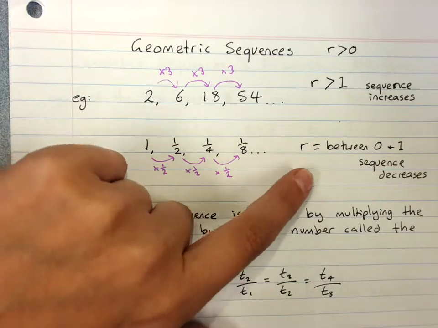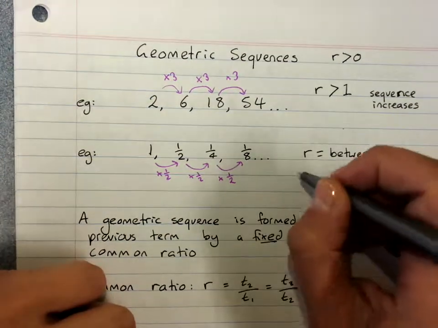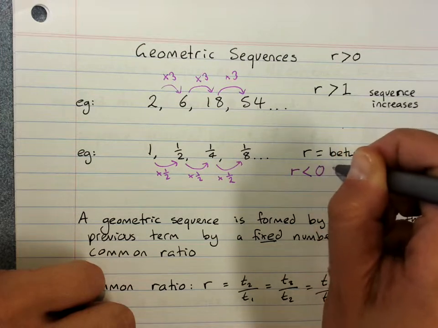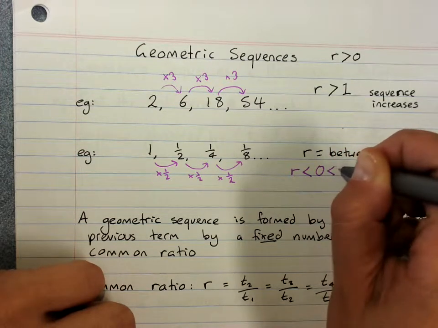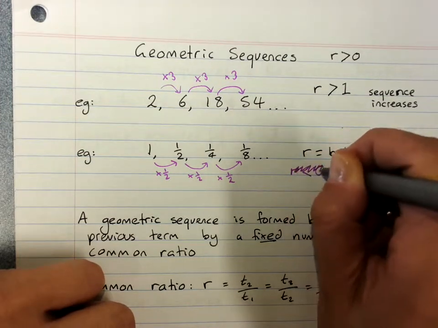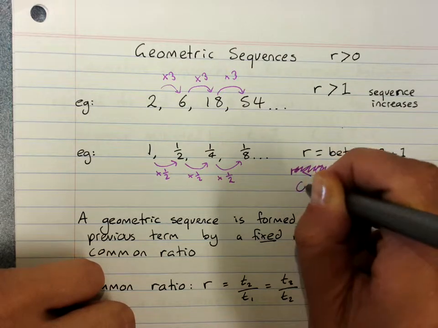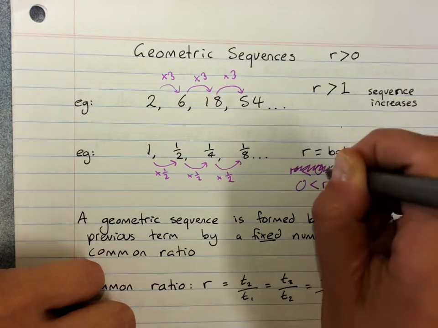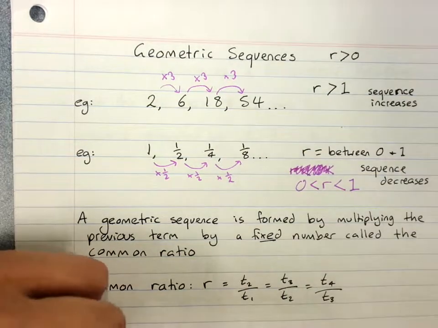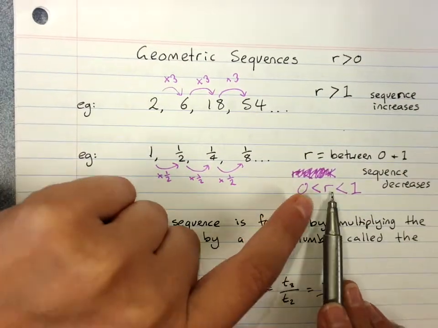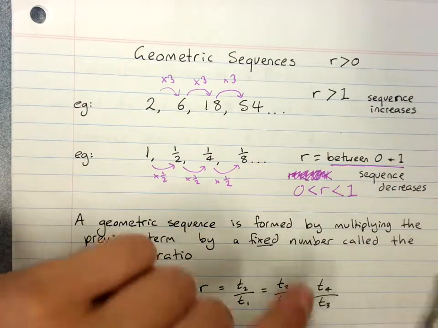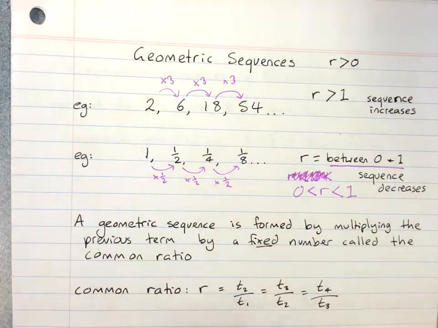The way we'd normally say R is between 0 and 1, we would write R is greater than 0 and less than 1. Sorry, it's late in the afternoon. This is just saying R is between 0 and 1. I'm just writing that mathematically. So if you see that, it means this.